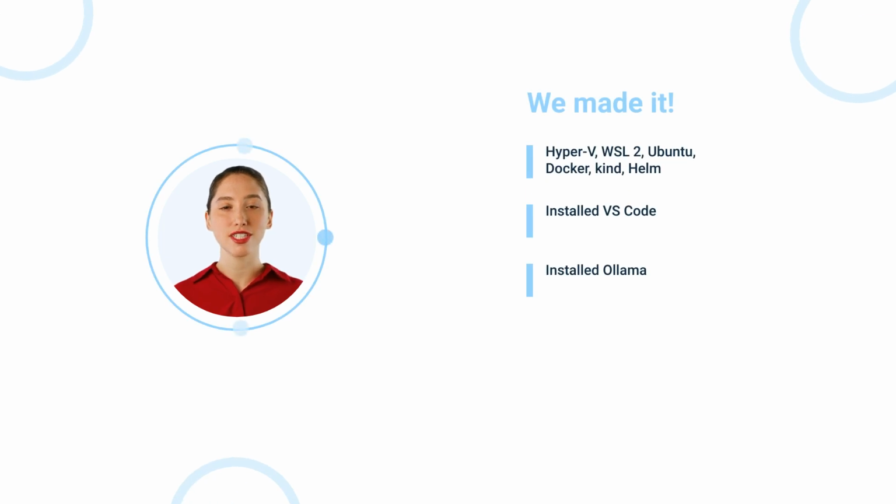We've reached the end of our journey, and what a journey it's been. Starting from a fresh Windows 10 Pro installation, we enabled the necessary features, configured a robust development environment, and installed essential tools like Hyper-V, WSL2, Ubuntu, Docker, Kind, Helm, Visual Studio Code, and Ollama. Each step brought us closer to a powerful, flexible, and AI-enhanced development setup. Along the way, we laid the groundwork for efficient coding and equipped ourselves with tools that streamline and enhance our workflows.